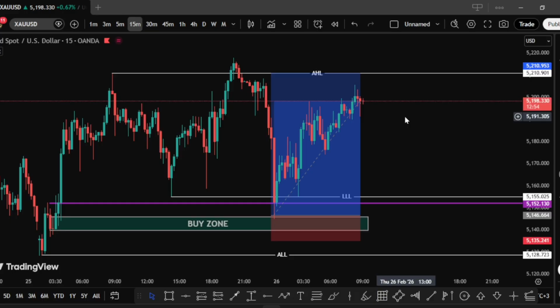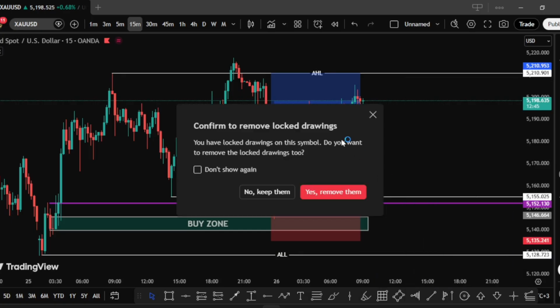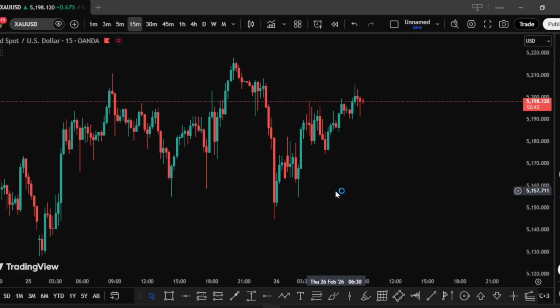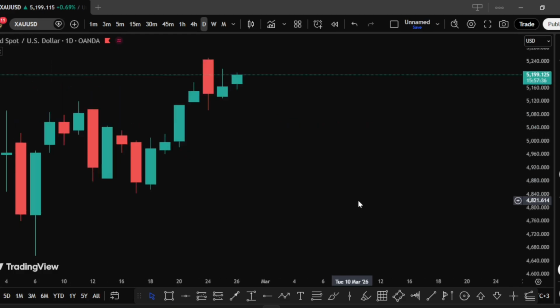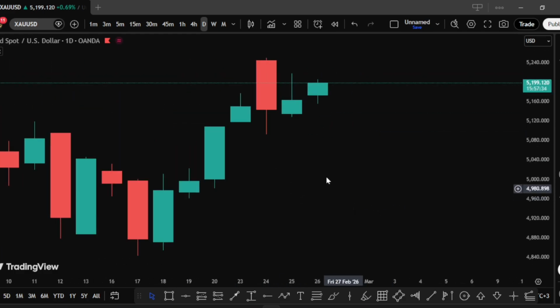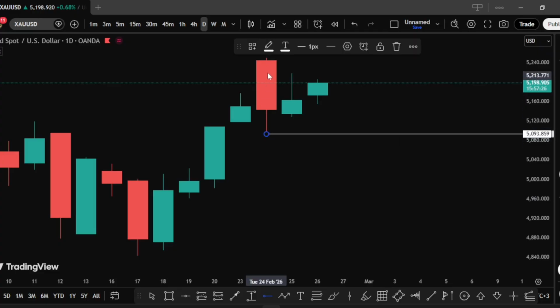Okay, so I want to use this example that I took yesterday. I got this liquidity. So I clear everything and we start. Let us now start on a daily time frame. We want to look at the previous day high and previous day low. Zooming around here, this was the low and this is the high.